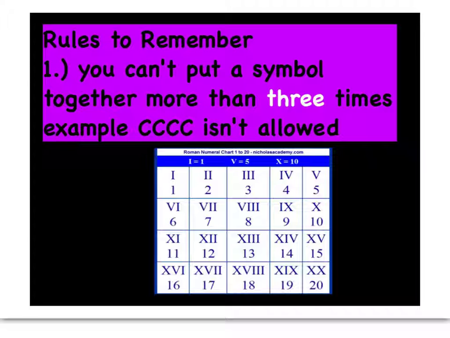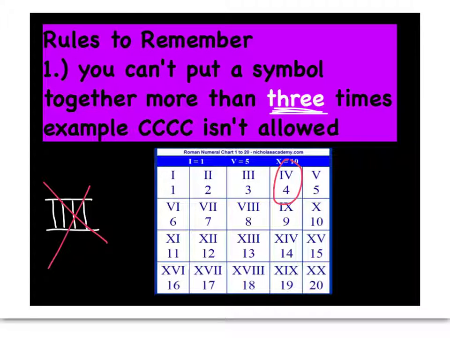It says you can't put a symbol together more than 3 times. All right, guys, make sure you're writing that 3 down on your notes. So, for example, 4 C's in a row isn't allowed. And we kind of talked about this a moment ago when we were looking at 4. We noticed that the Romans did not include 4 I's. In fact, I'm going to cross that off in red as a reminder that's no good. So therefore, we must have another rule in order to indicate how we write 4.